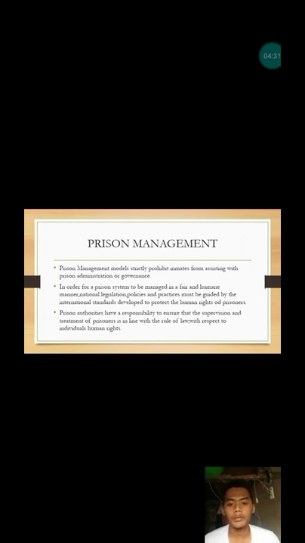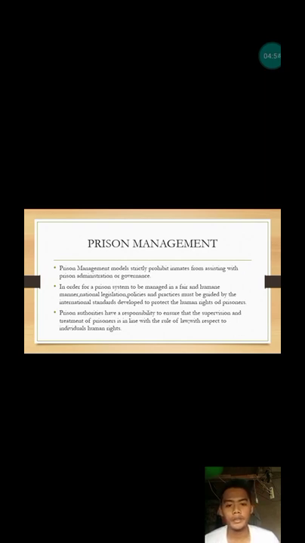Prison management. Prison management models strictly prevent inmates from assisting the prison administration or governance. Prison management is where they were assisting the prison administration or the governance.